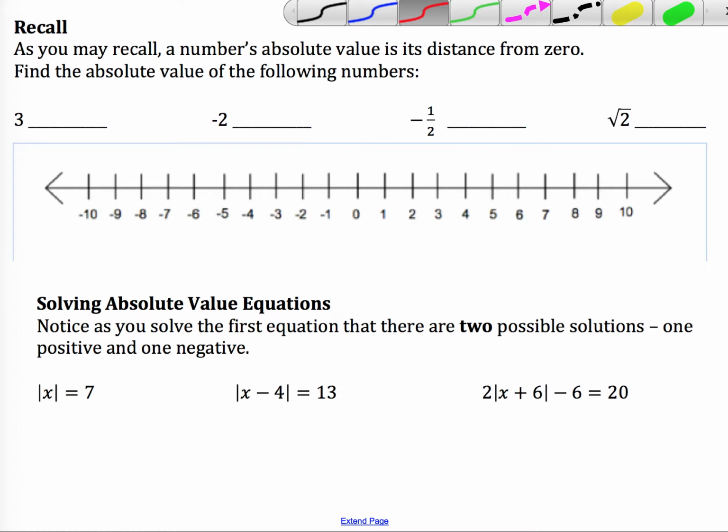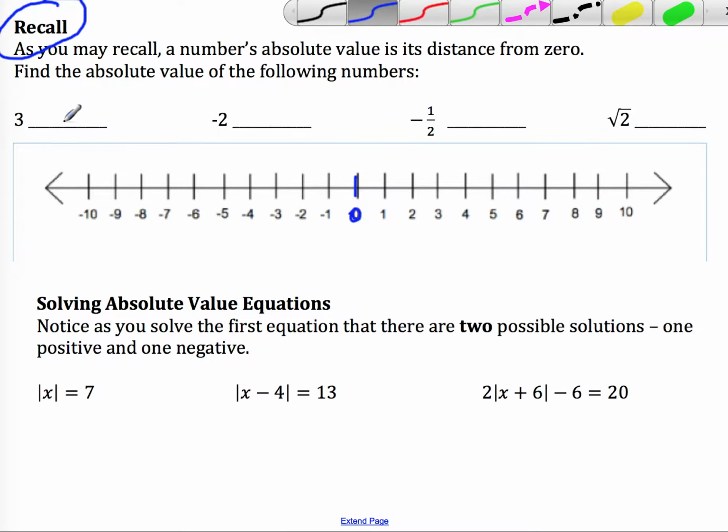All right, we're back for the start of the lesson here. So this is a recall, which means you will probably remember this from years in the past. A number's absolute value is the distance from zero. We always want to think about how far we are from the zero mark.